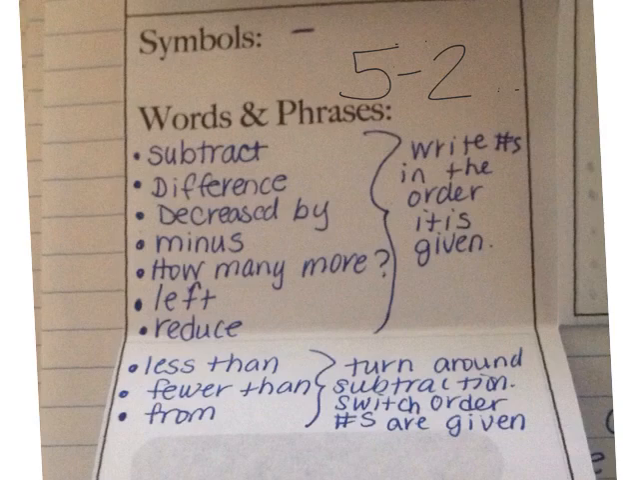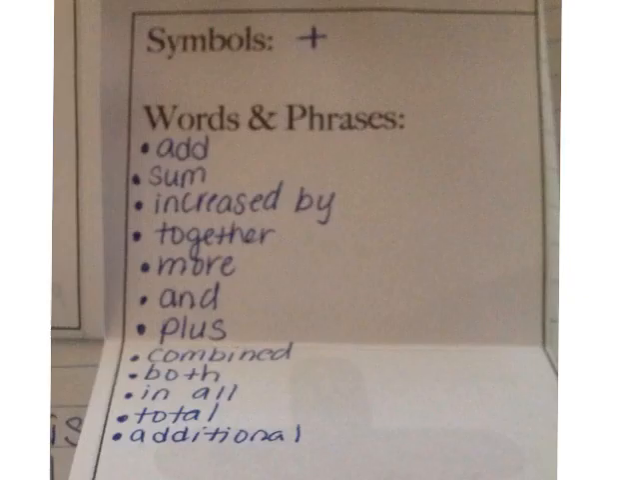All right, pause and copy that if you need to, and then we're going to go over to addition. All right, here's addition. Obviously, we have our plus sign. And our words, these should be a little bit easier. Add, sum, increased by, together, you could also have all together, more, and, plus, combined, both, in all, total, additional.